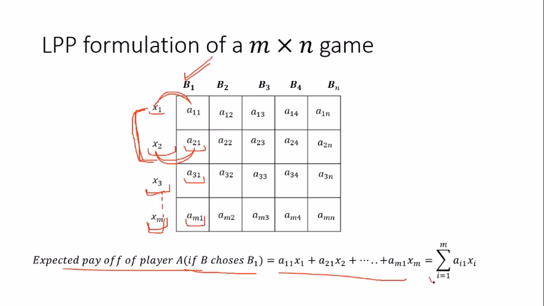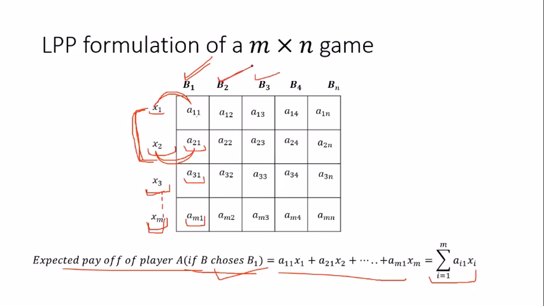So in summation form, I can write it like this. It's A11 x1, A21 x2, so it's Ai1 xi, where i is running from 1 to m. But this is only for B1. Now you replicate the process for other columns also: if B chooses B2, then what is the payoff? If B chooses B3, then what is the payoff? So you can write the general formula from here only.